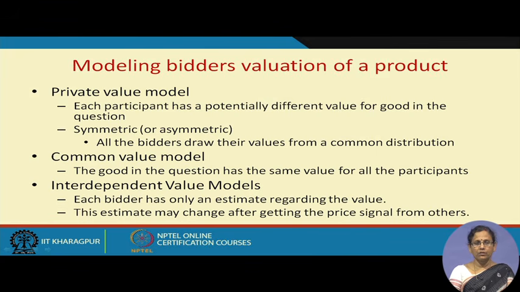The first one is the private value model. This is applicable to situations where each bidder's valuation is different from the others. Now, consider a situation where some antique is getting sold. It is very valuable, its price is very high. A rich person may try to give a very high amount, let us say $1 million, for that.